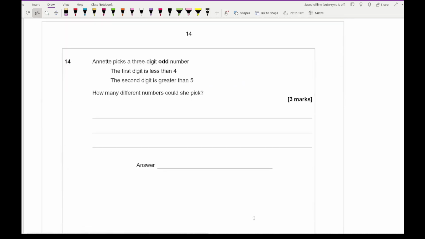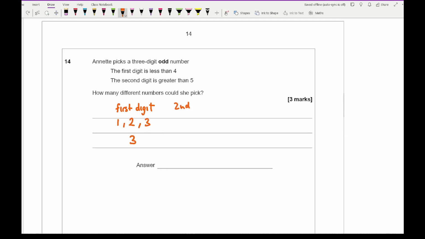Moving on to question 14, it says that Annette picks a 3-digit odd number. The first digit is less than 4, the second digit is greater than 5, and it says how many different numbers could she pick? Well, looking at the first digit, if it's a 3-digit number, it can't start with 0 because otherwise it'd be a 2-digit number. So the possible numbers for the first digit, which has to be less than 4, are 1, 2, or 3. So there's 3 options they could have there.